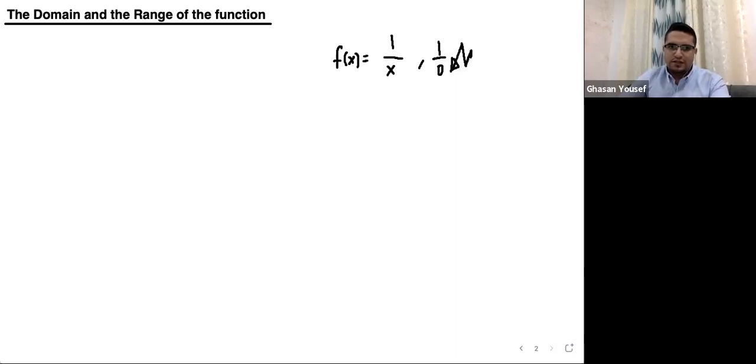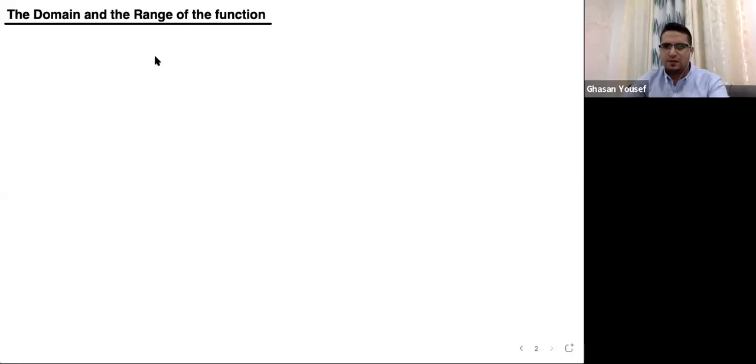And what is the range? Who will remind me what is the meaning of range? Here the domain is the input, the possible values we can plug inside the function that make the function defined. But what is the range? All possible y values. Yes, all possible y values, or possible outputs the function gives me. So the domain is the set of inputs, and the range is the set of outputs.